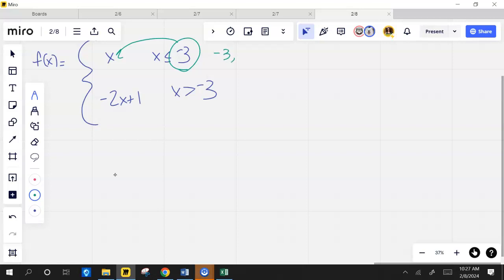What do I get back out? What's the y? In other words, what is f of -3? -3. So this point is -3, -3. Is it open or closed? It's closed.